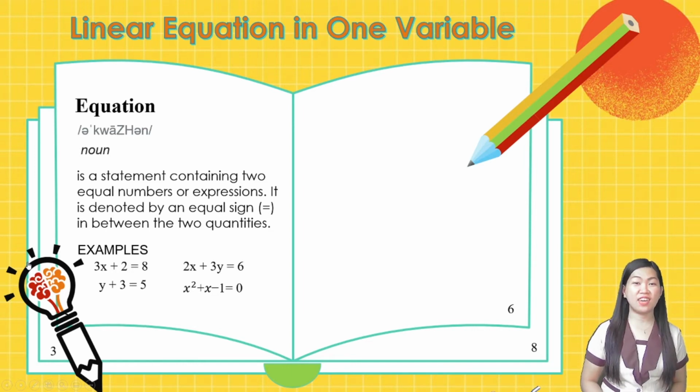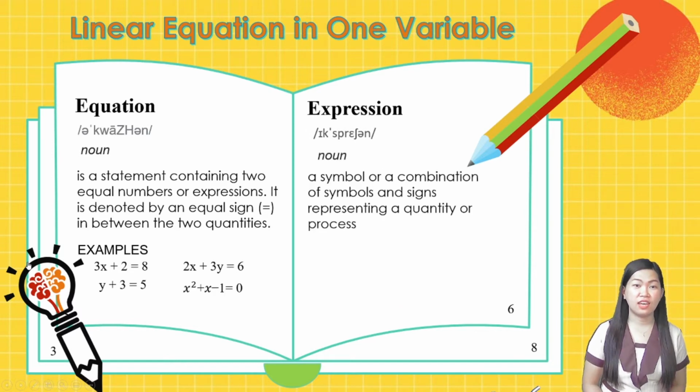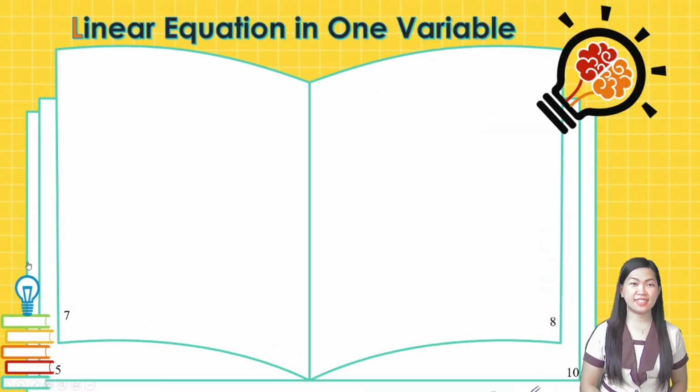And the next term is expression. So this is a noun, a symbol or a combination of symbols and signs representing a quantity or process. So examples, we have x squared plus x minus 1, 3x plus 2, y plus 3, and negative 6xy.